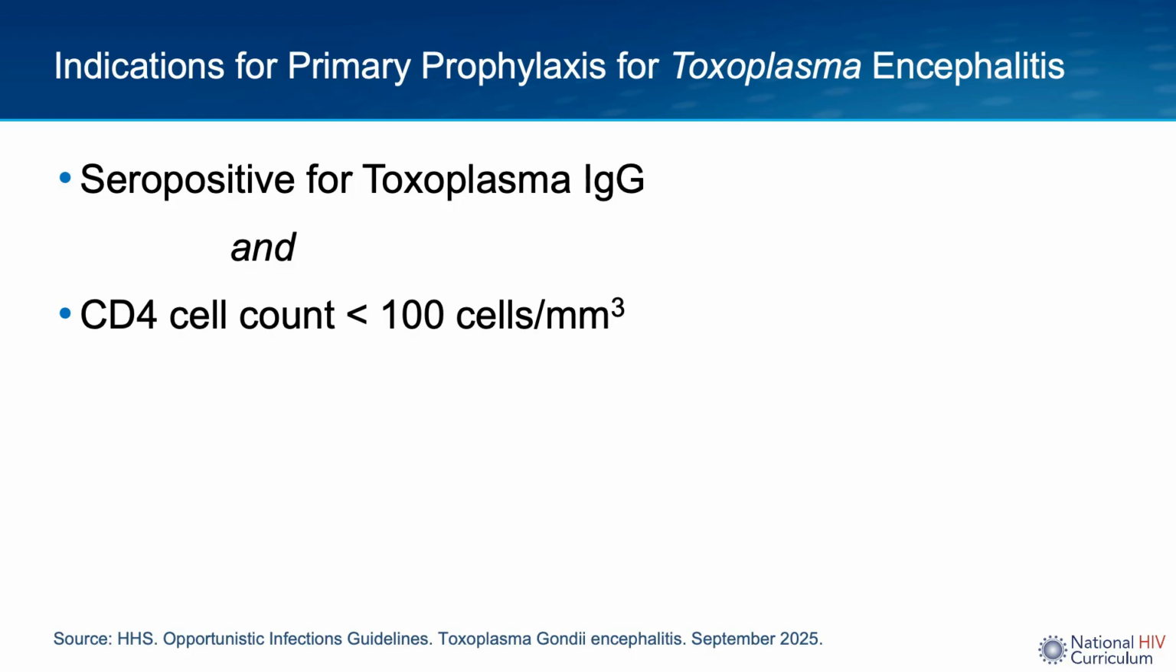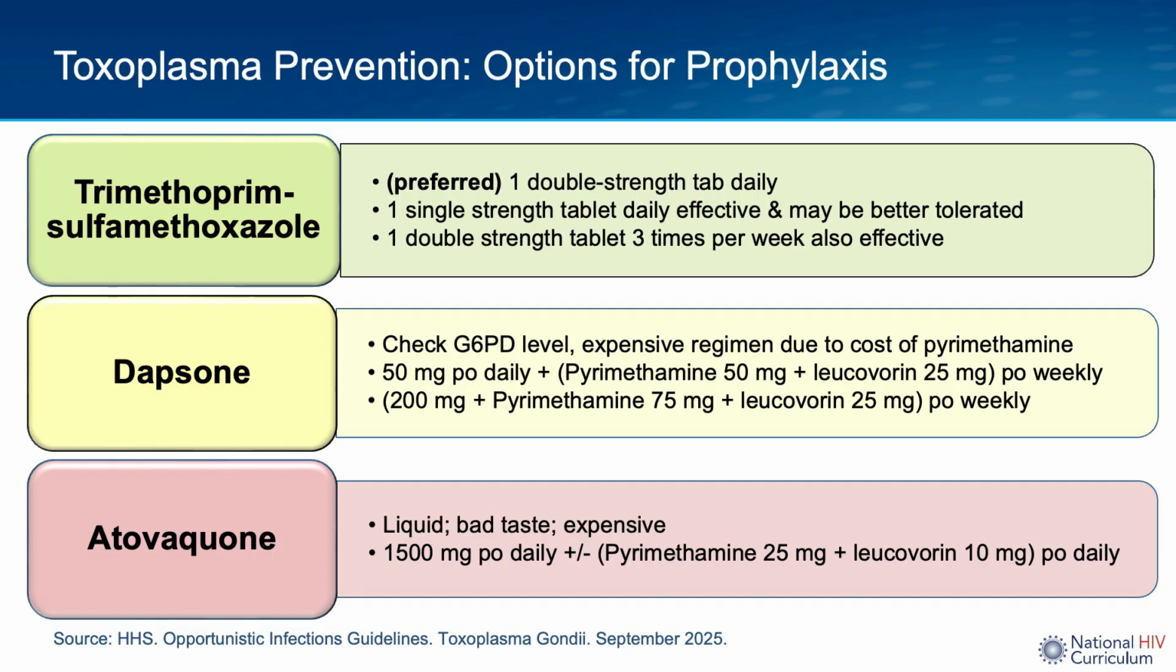For people with HIV, you would initiate primary prophylaxis for toxoencephalitis if they have a serum toxo IgG that is positive and they have a CD4 count that is less than 100. You need to have both these criteria in order to receive primary prophylaxis. And these here are the medication options for primary prophylaxis to prevent reactivation toxoplasmosis.